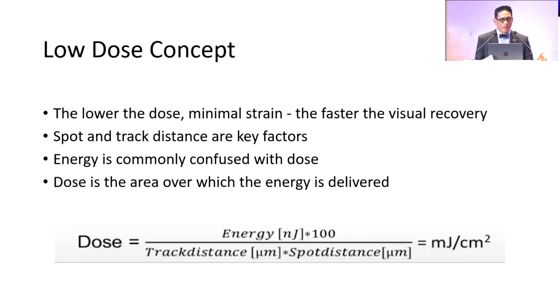People talk about energy. The lower the dose, the minimal strain, the faster the recovery the next day. So critical here is the spot and track distance, which are our key factors for the low dose concept, because energy is commonly confused with dose. Not necessarily if you have low energy, you have low dose. The dose is the area over which the energy is delivered. So energy times 100 divided by track distance and spot distance.